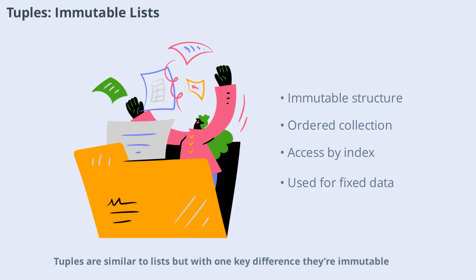Tuples are similar to lists, but with one key difference: they're immutable. Once you create a tuple, you can't change its contents. This makes tuples ideal for storing data that shouldn't be modified, like coordinates or fixed settings. Tuples are created using parentheses, such as myTuple = (1, 2, 3). They're also ordered so you can access elements by index, just like with lists. Tuples are often used for data integrity and as keys in dictionaries.